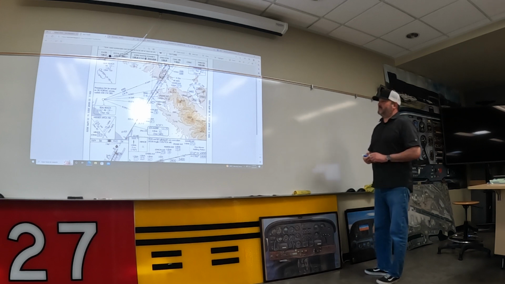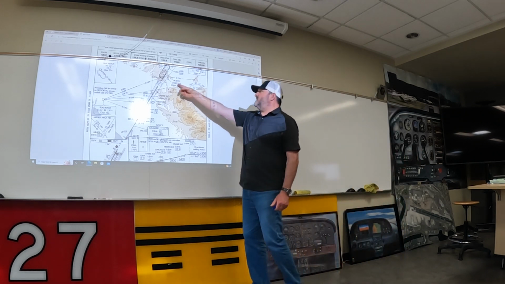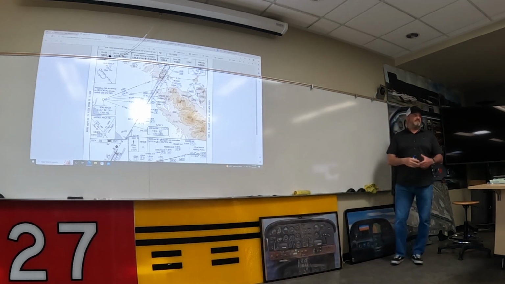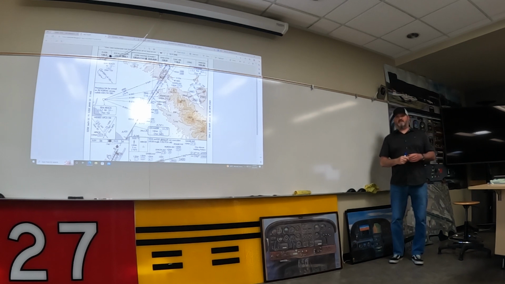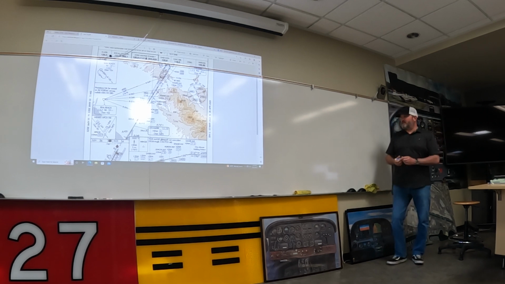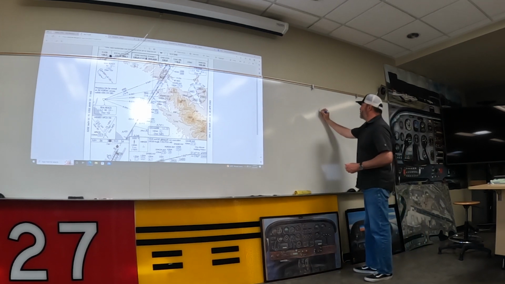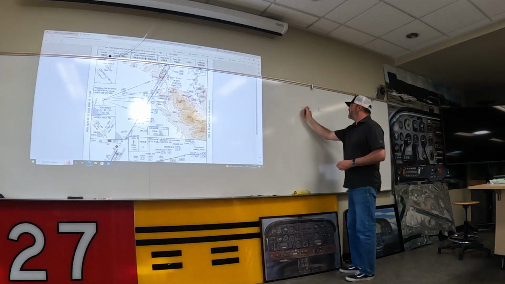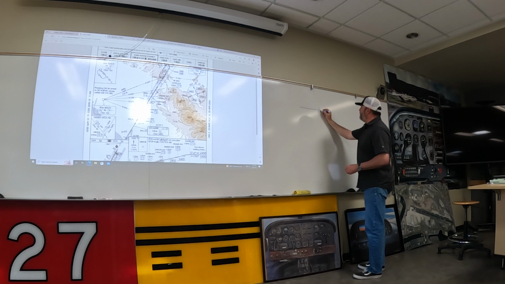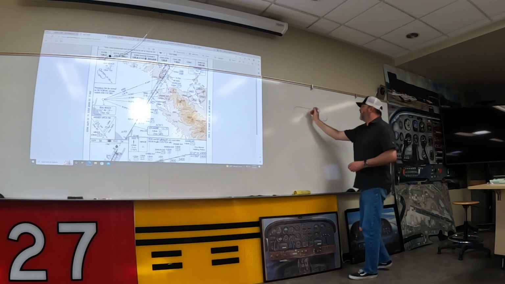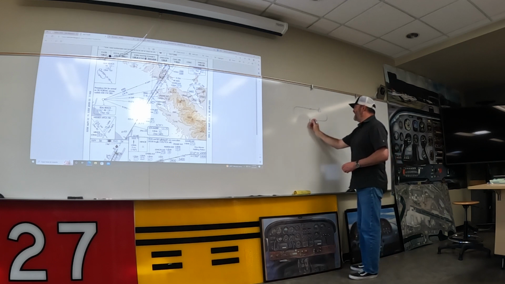So, key parts to a hold. There's always a fix. In this case, the fix is an intersection. Sometimes the fix could be a VOR, that's your fix. Sometimes the fix might be a distance off of a VOR, that could be a fix. A fix could be a GPS waypoint. So there's a fix. I'm going to label the fix just as a triangle. The hold always flies towards the fix and then outbound from the fix and comes back. So that's the hold.